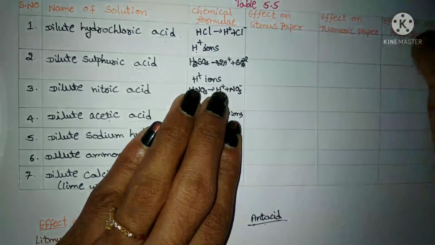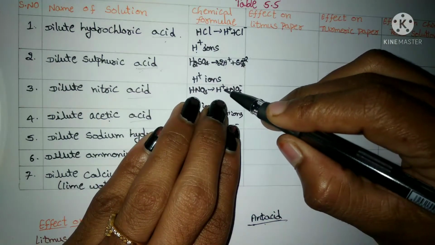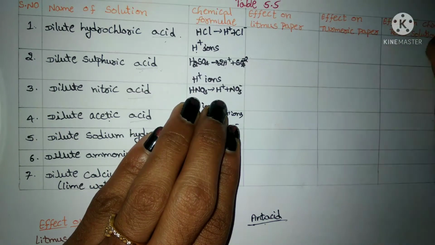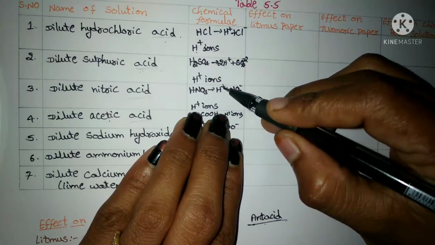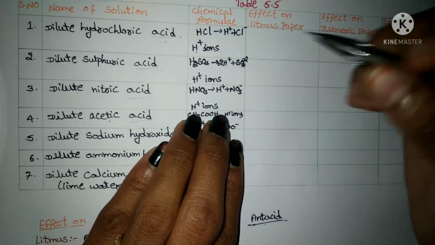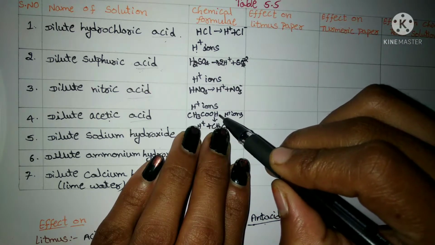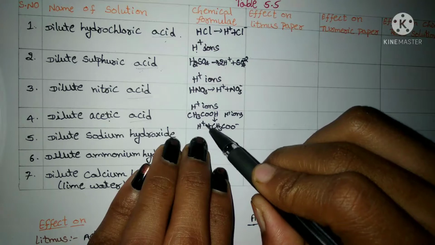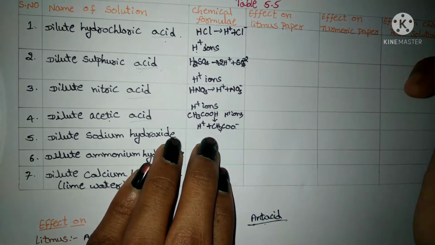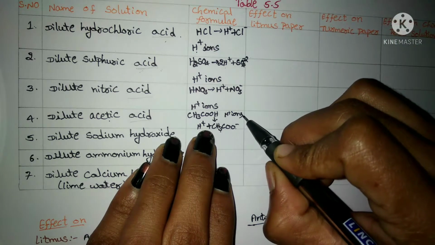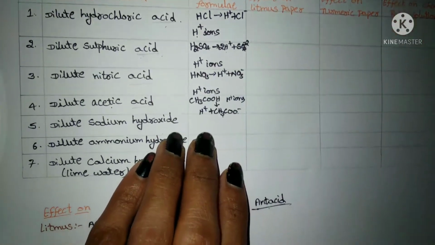Next, dilute nitric acid. So here HNO3 will convert to H+ ion and NO3- ion. So here also H+ ions are releasing. So this is also acid only. Next, dilute acetic acid. Its chemical formula is CH3COOH. It will convert to H+ and CH3COO- ion. So here also H+ ions are releasing. So this is also acid only.